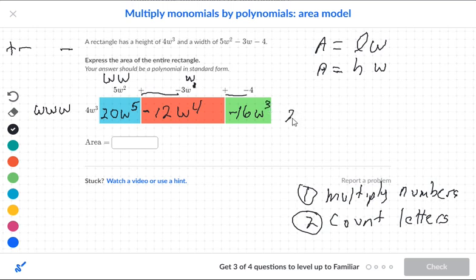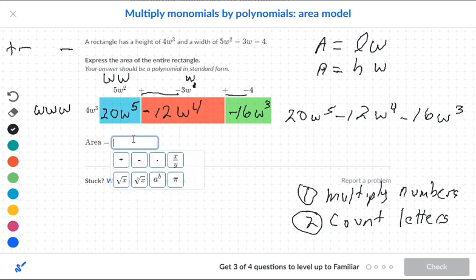So let's write out what this would be in standard form. We would say 20w to the fifth minus 12w to the fourth minus 16w to the third. Remember, standard form is your highest degree to your lowest degree. So what happens here, it goes 5, it goes 4, and it goes 3.